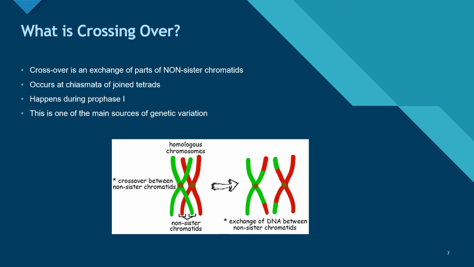So remember before I talked about crossing over. Essentially crossing over is the exchange of parts of non-sister chromatids. It occurs as a chiasmata at the joined tetrad, so remember those X's, and it happens during prophase one. This is also one of the main sources of genetic variation. So you can see when those green and the red cross over, the green takes a little bit of that red and the red takes a little bit of that green, ensuring more genetic variation.